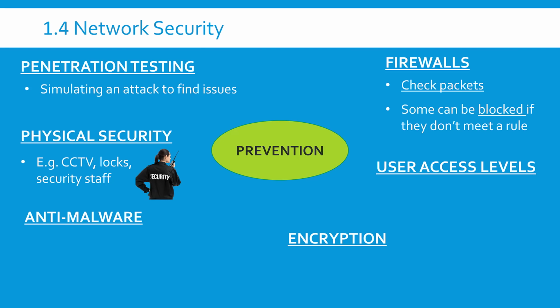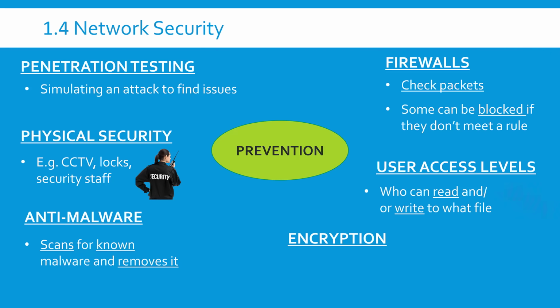Now, physical security is just blocking off access to a computer, so things like CCTV, locks, actually having staff, nothing on a computer, it's what goes around the actual computer. Anti-malware is blocking different types of malware, so it will scan for malware on your computer and remove it if it finds it. The malware is known because it's got a database of all the malware, which is why updating anti-malware software is especially important.